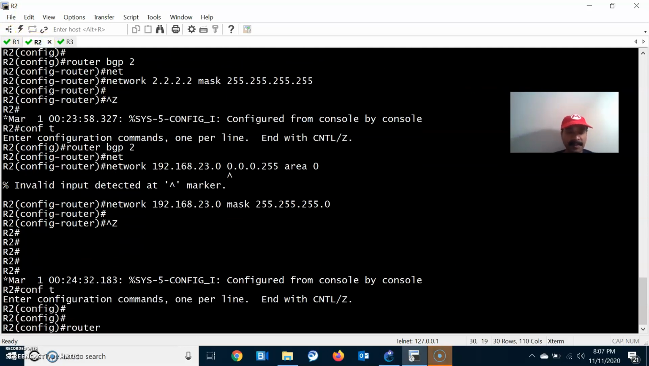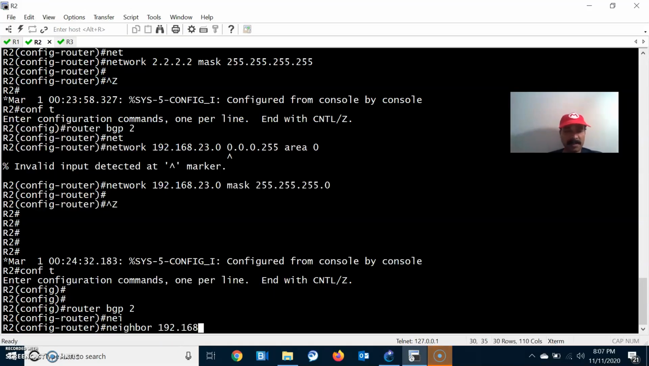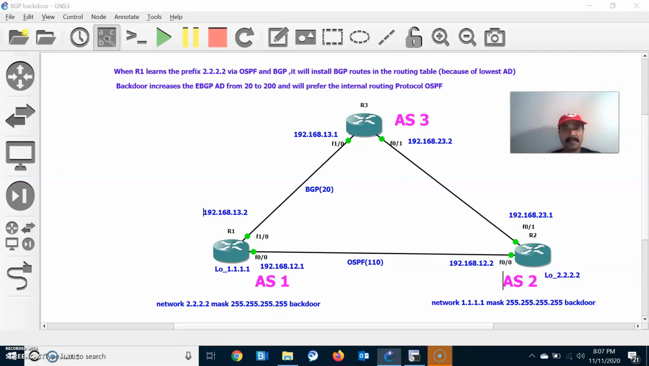Similarly, go to R2 and configure the BGP neighbor relationship. Router BGP 2, and the neighbor is 192.168.23.2 and the remote AS is 3, right? So I configured this also.